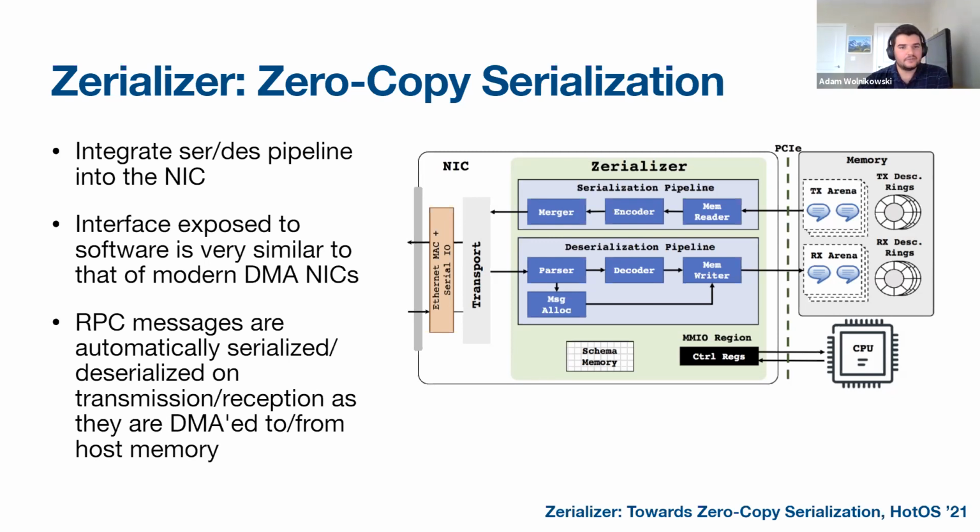Right, so at a high level, addressing that question, we integrate a serialization and deserialization pipeline straight into the NIC. The interface it exposes to software is very similar to that of modern DMA NICs. Essentially, RPC messages are automatically serialized and deserialized as they come in and out of the NIC, and as they're DMA'd to and from memory. So from the application's perspective, it really seems as if data is just appearing deserialized and leaving in a native format. The application doesn't have to worry about the serialization whatsoever.